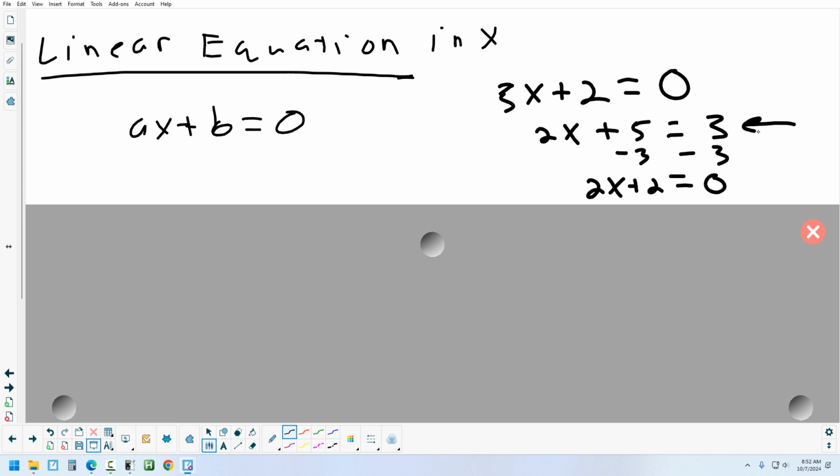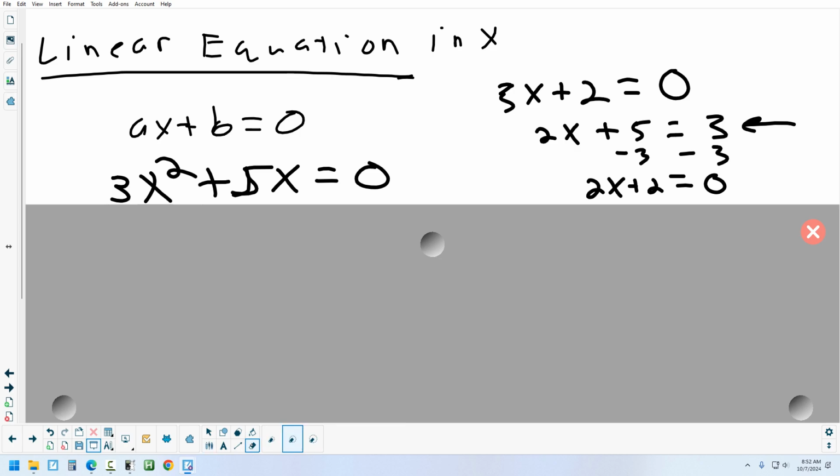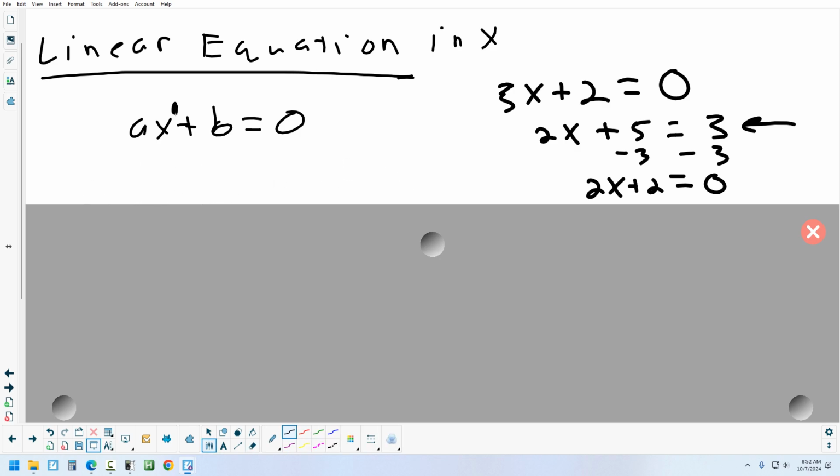Okay, but the key with a linear equation is when you have a variable, you can't have any exponents on it. Right? If you have something like 3x squared plus 5x equals 0, that's not linear. Okay. What does this 2 make the equation? Quadratic. Yeah, it makes it quadratic. Okay, so you can't have any exponents except x to the first power. Right? And that's what the exponent always is on x if you don't write it. You can always pretend like there's a 1 right there.